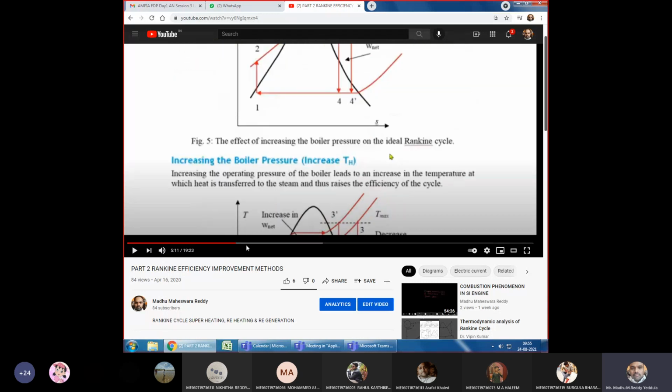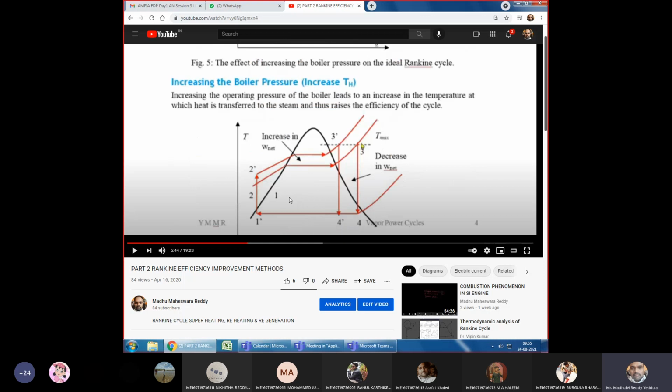The third method is increasing the boiler pressure. If you increase the boiler pressure, this is one constant pressure line and this is another constant pressure line. So instead of 1 to 2, we are increasing the pressure, 1 to 2 dash. You can see 2 dash is above 2, which is higher pressure, but we are maintaining the temperature of the steam entering the turbine constant. The only thing is the pressure is more.